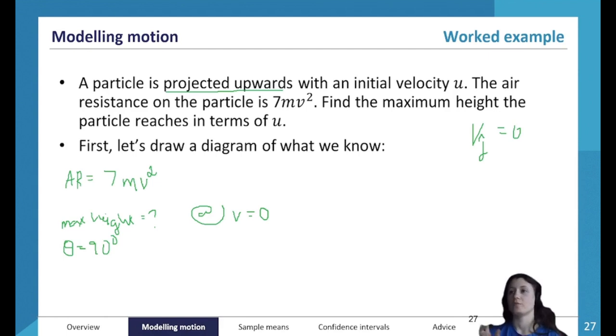But when the velocity in the j direction, or the y direction, is equal to 0, then you have the maximum height. Because our particle is projected straight upwards here, we don't need to consider that, alright? Because all of the velocity is already in the y direction, because it's just going straight upwards, alright?